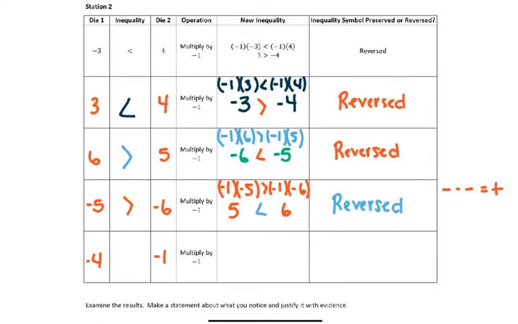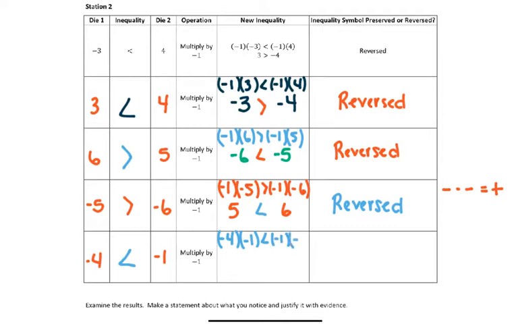Let's look at our last row here. It says -4 and -1. I know that -4 is less than -1, so I'm going to add in that inequality symbol in there. And now I'm going to multiply both sides of my inequality by -1. I'm leaving that symbol the same for now, saying less than, but I might change it later on.